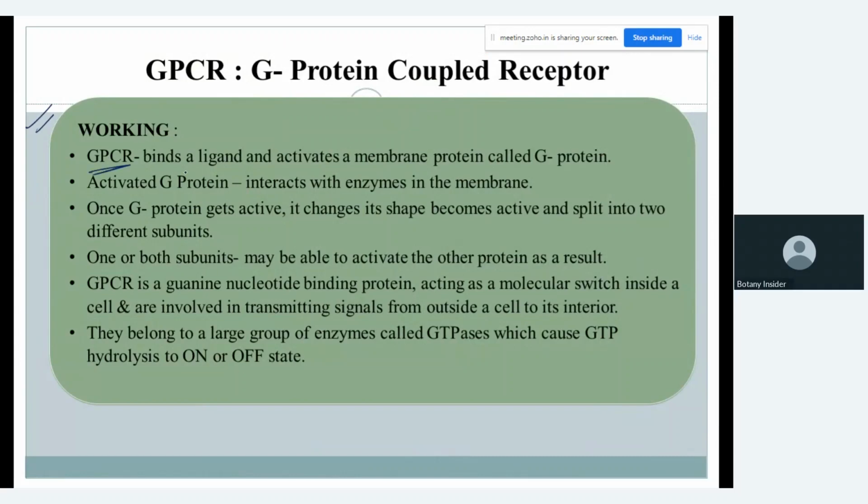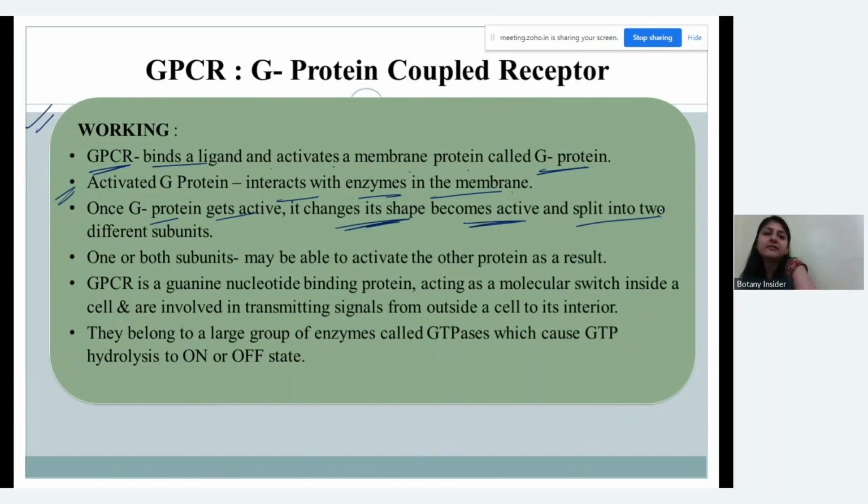The GPCR binds to the ligand and activates a membrane protein called the G protein. Now, because we have understood the complete pathway, you will understand all these points. The activated G protein interacts with the enzyme in the membrane, that is adenylate cyclase. Once the G protein gets activated, it changes its shape, becomes active, and splits into two different subunits. As we have just seen, when the G protein gets activated, G alpha gets detached from it, that is the active form.